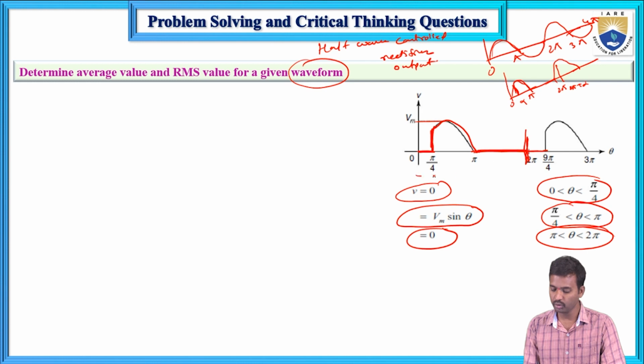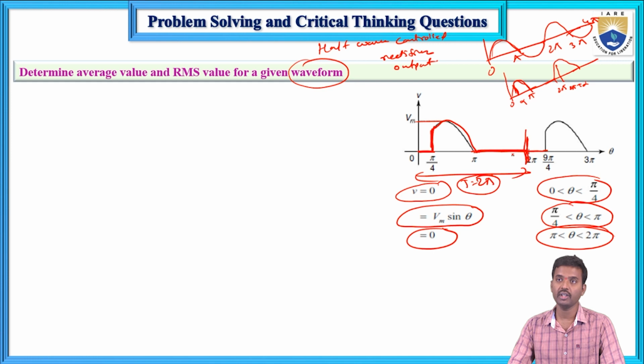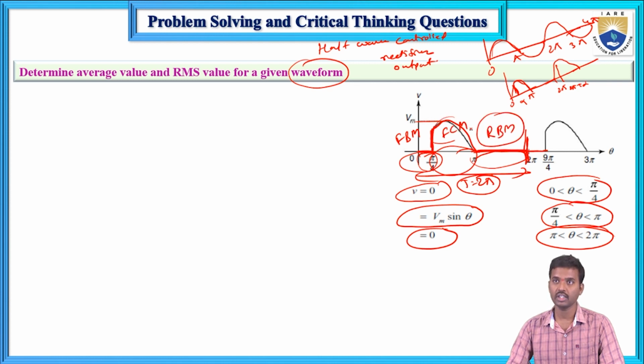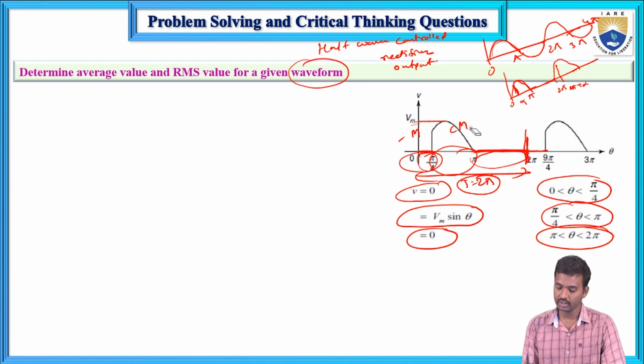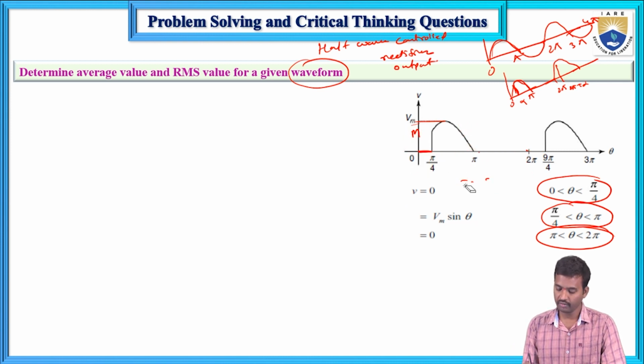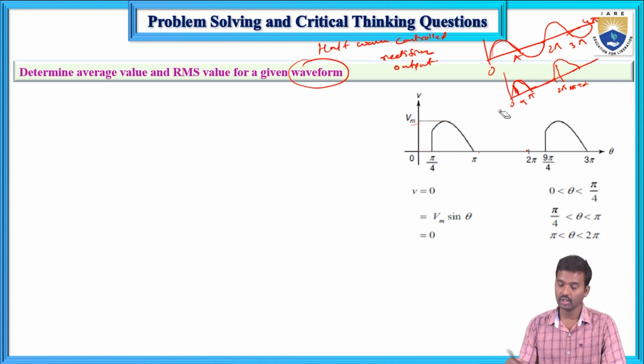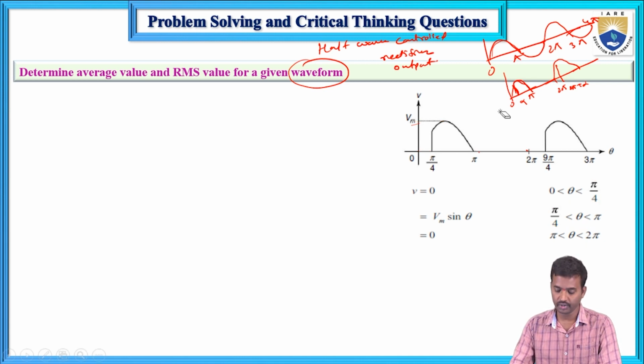And next, up to here is one cycle, so the time period is 2 pi. The time period is divided into 3 parts: 0 to pi by 4, pi by 4 to pi, and pi to 2 pi. So it is forward blocking mode, then forward conducting mode, and reverse blocking mode. These three modes are important in the thyristor case, which you can see in the thyristor operation.